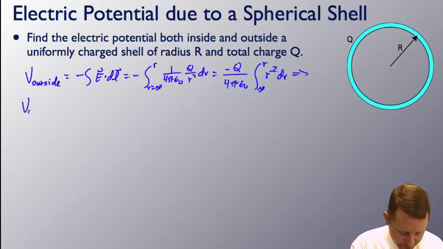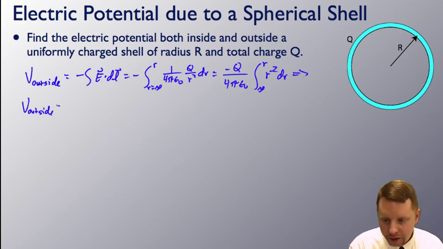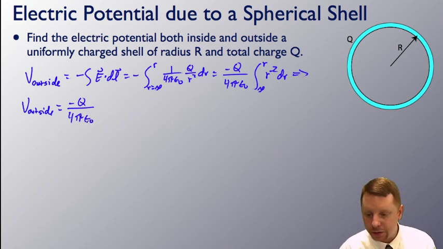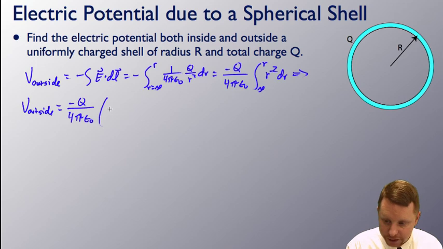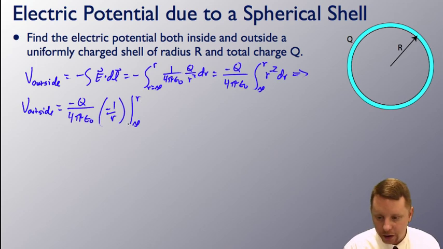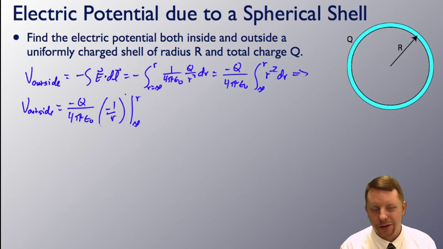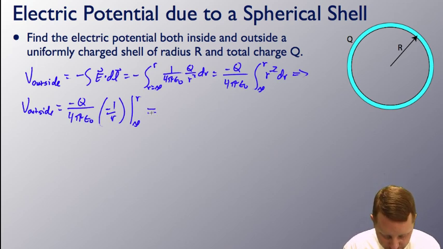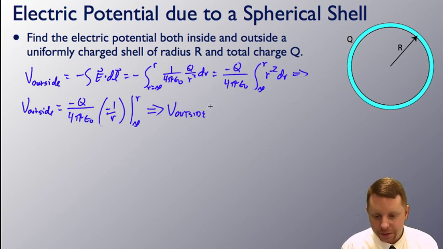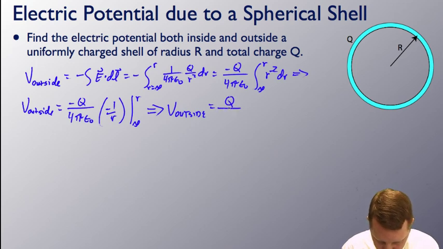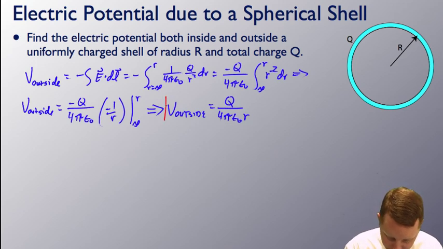This implies then that the potential outside is just going to be minus q over 4 pi epsilon 0 times the integral of r to the negative 2, which is minus 1 over r, evaluated from infinity to r. That's just going to be 1 over r minus 1 over infinity, or 1 over r. So what I'm going to come up with is that the potential outside that sphere must be equal to q over 4 pi epsilon 0 r.